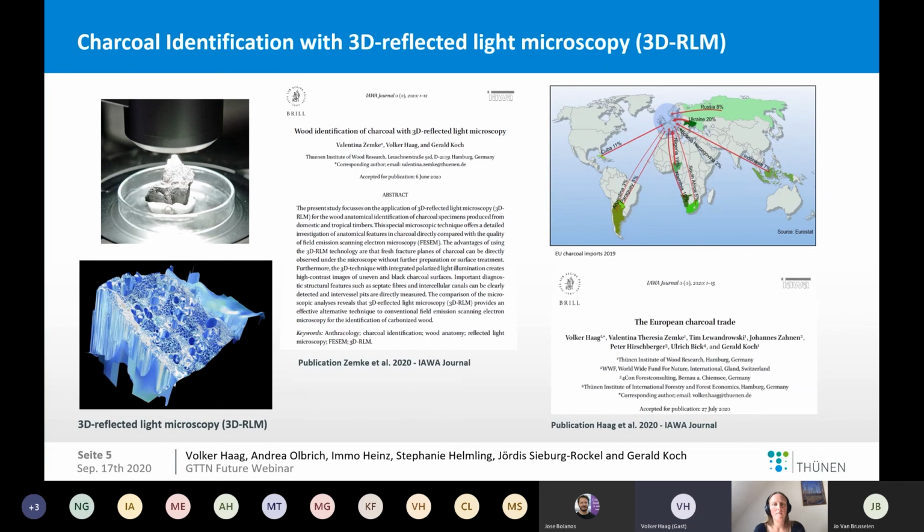And you can get access to both publications because we just uploaded them today on the GTTN charcoal page on ResearchGate. So if you're interested, please don't hesitate.